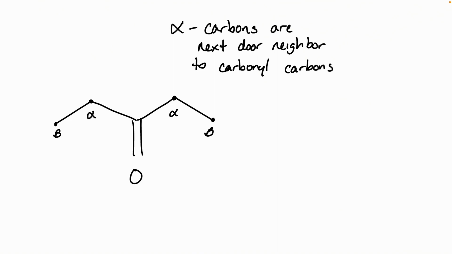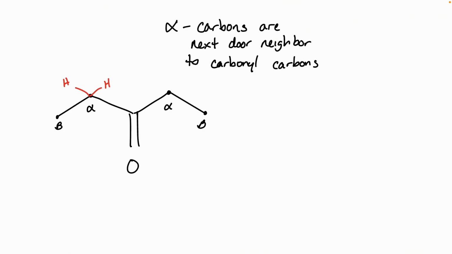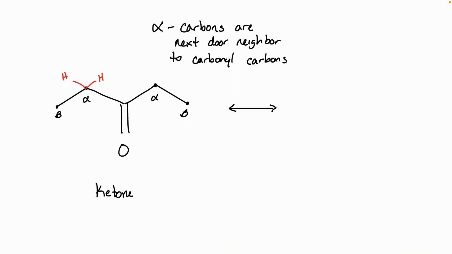Okay, if we look at these alpha carbons, we're going to go ahead and explicitly put in the hydrogens on one of these. How many hydrogens are there on that alpha carbon? 2. So we got 2 of them sticking off here. And of course, we don't really explicitly write it, but we know that they're there because carbon needs to have 4 bonds. Okay, so this is my ketone. These are in equilibrium with what's called an enol.